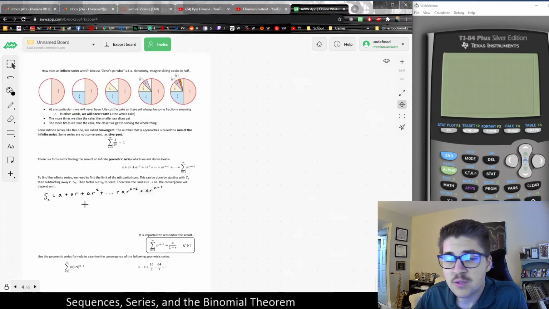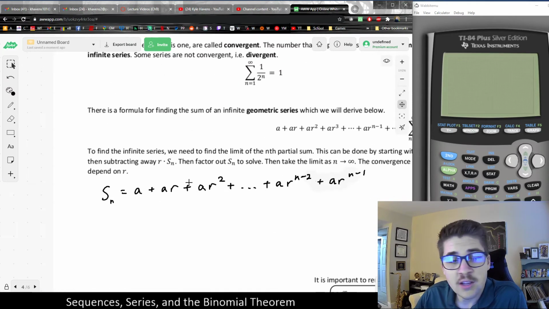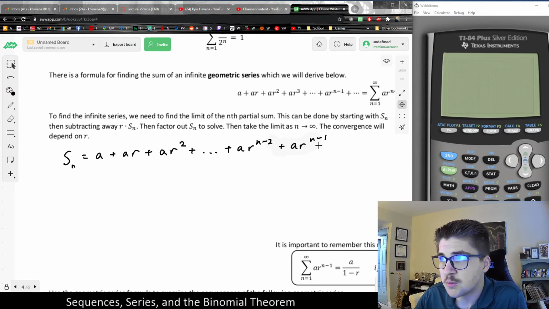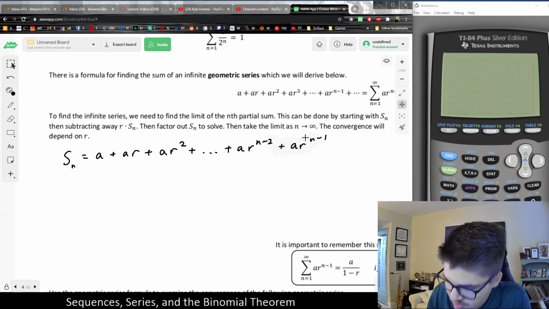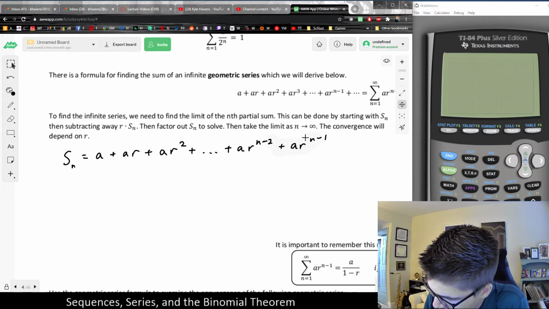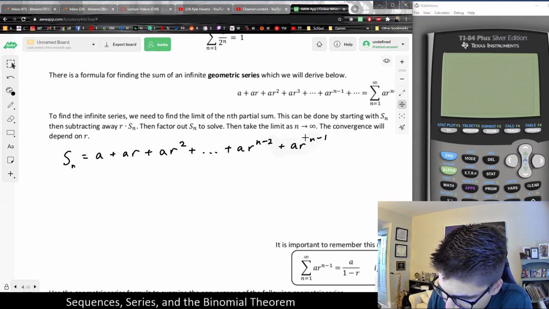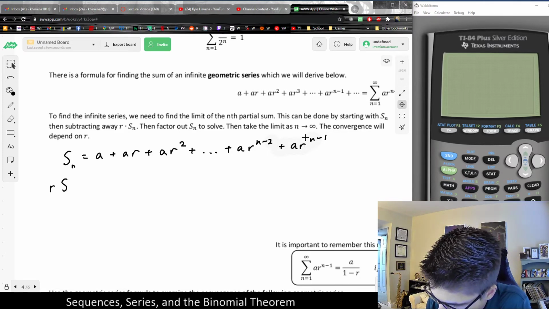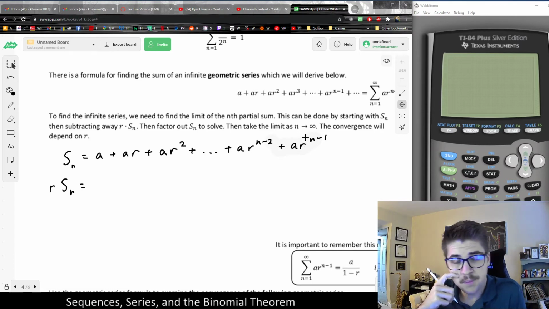Since there's a common factor, I could think about what happens if I multiply the whole thing by R. Let's just say I'm going to take R and multiply through by the entire series. Sorry, my tablet is not behaving. I'm trying to click it so that I can actually write. Okay, there we go. So I take R and multiply through by the nth partial sum of the geometric series.